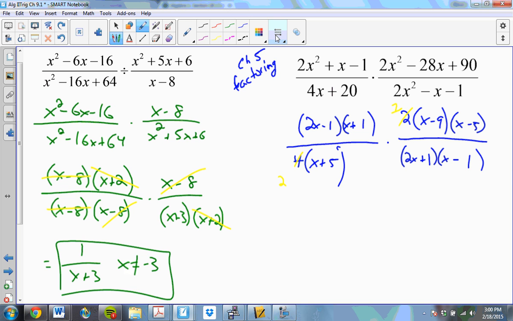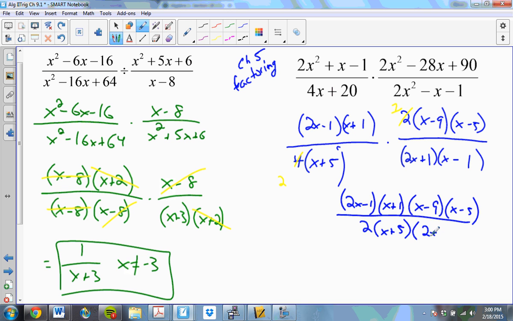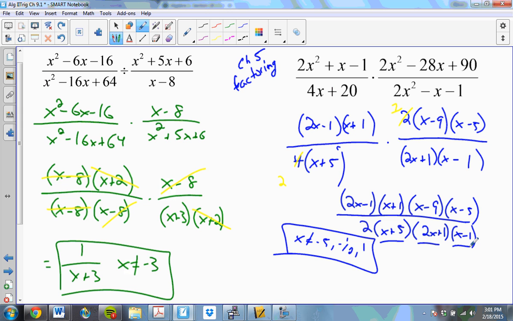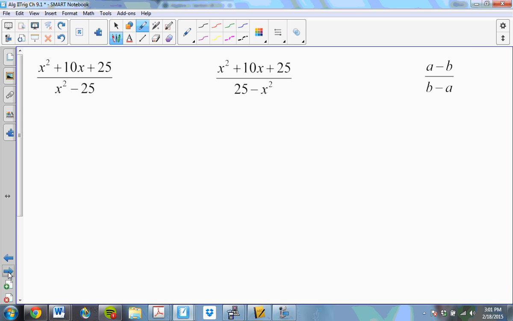So I end up with 2x minus 1, x plus 1, x minus 9, x minus 5, over 2x plus 5, 2x plus 1, x minus 1. X cannot be negative 5, negative 1/2, or 1. Those are all the things that would make these things equal 0, and that's no good. Okay, just a little bit more.